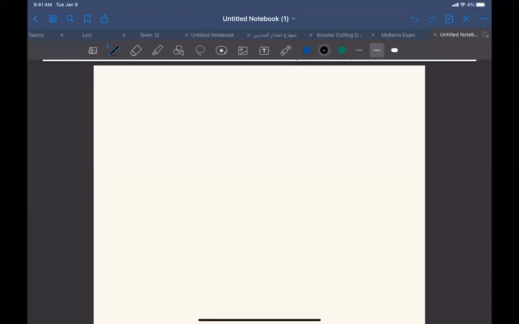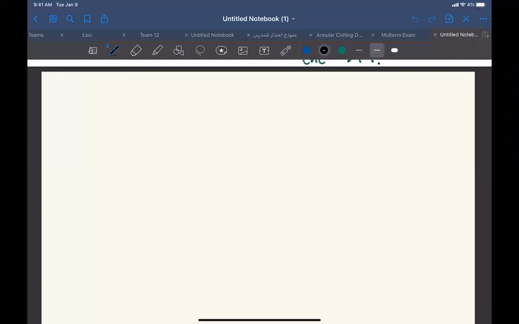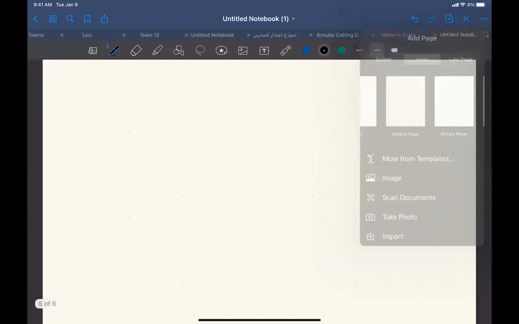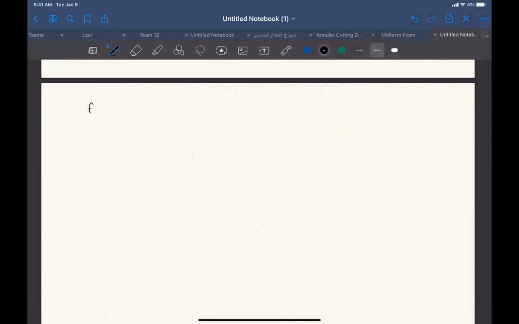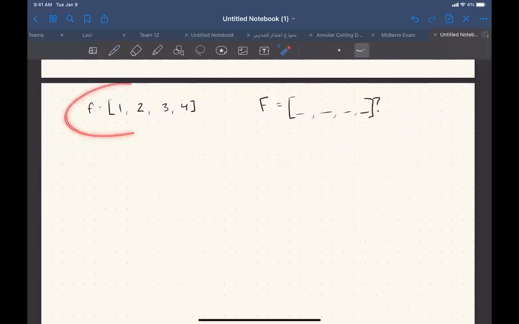So again, we have f. Actually, let me add a new page with dots. Okay, so we have f is equal to 1, 2, 3, 4. What is capital F? If you remember from the matrix, you'll know that capital F is also going to have 4 components. It'll be the same size as lowercase f. Okay, it's 4 components here, 4 components there.